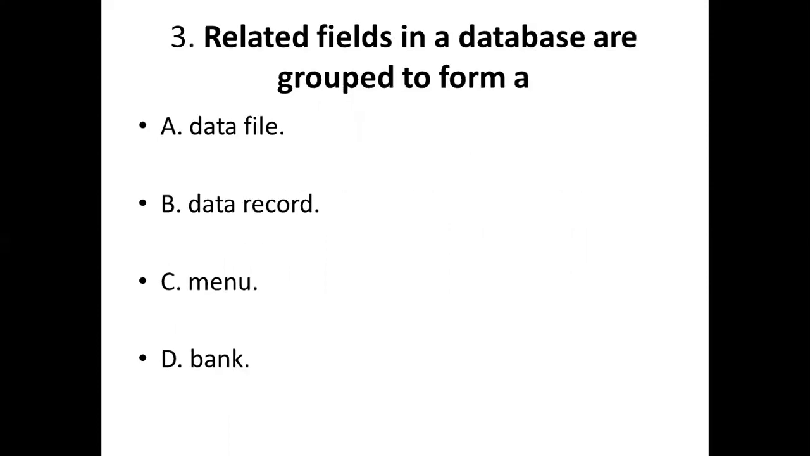Third bit: Related fields in a database are grouped to form a: option A, data file; option B, data record; option C, menu; option D, bank. Answer: option B, data record.